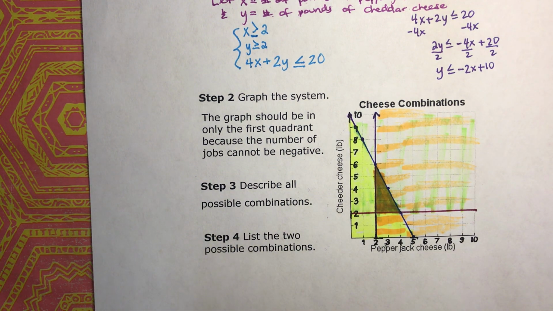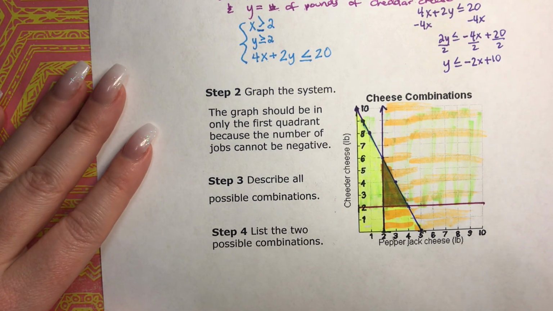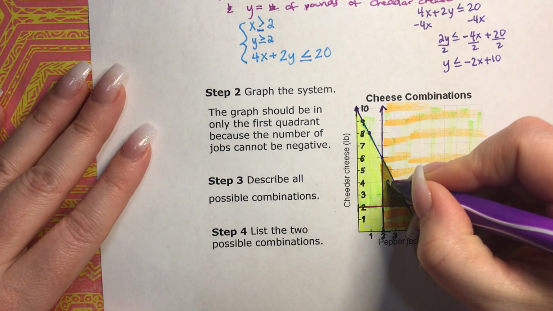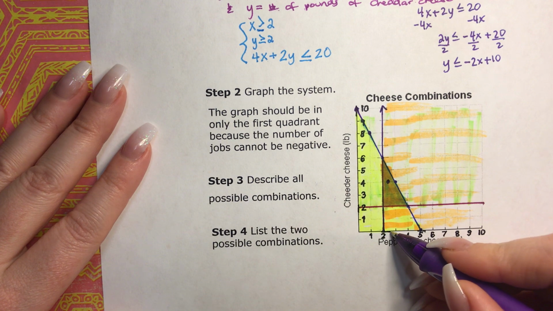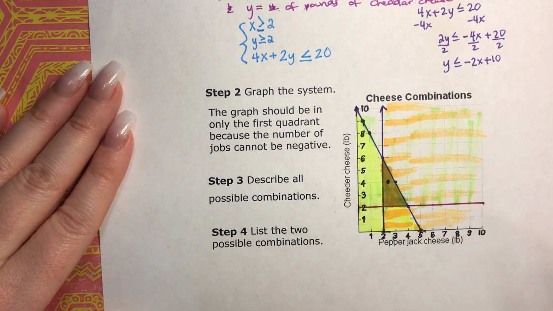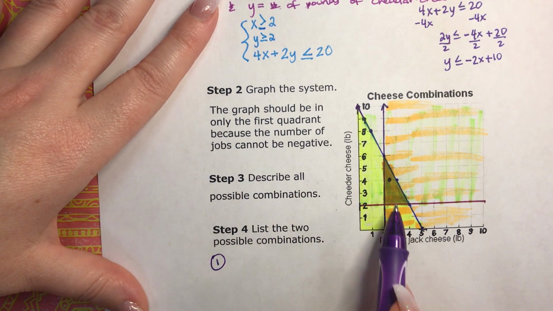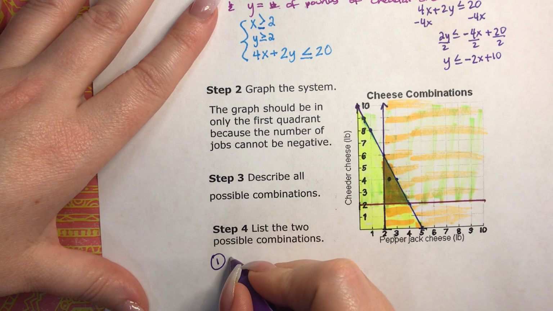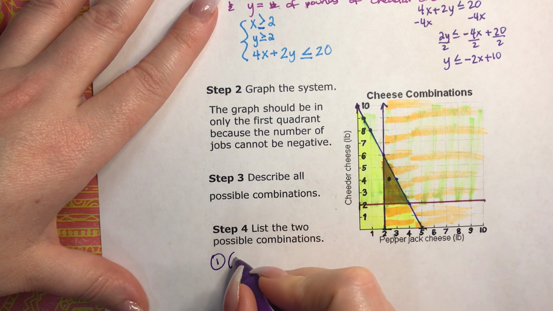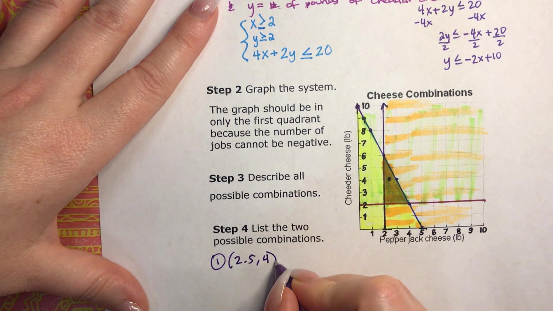And it can be any type of number, right? It can be a decimal. So let's go ahead and pick 2 combinations. I'll pick one right here. We could have 2.5 pounds of pepper jack cheese and 4 pounds of cheddar. That would be possible. So the ordered pair would be X is 2.5 and 4 pounds of cheddar cheese.